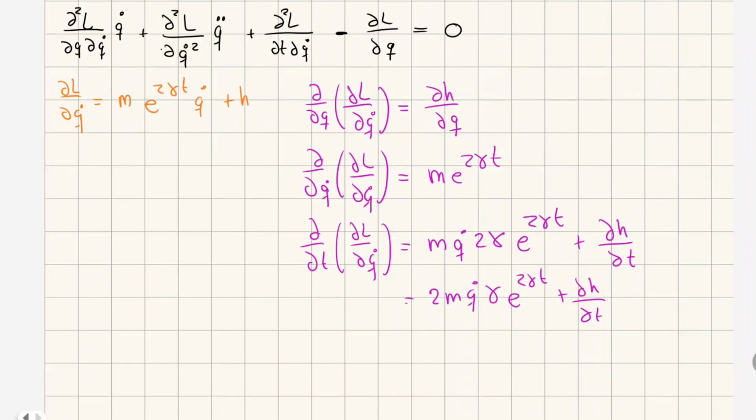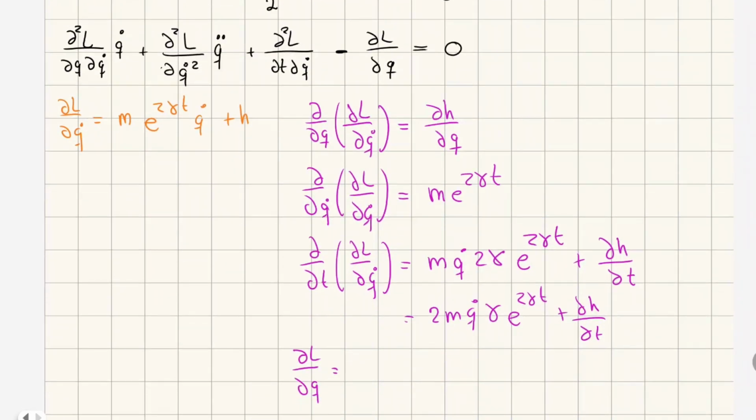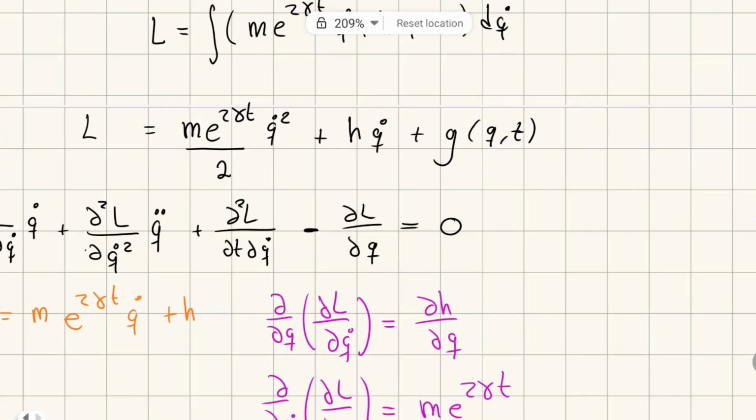And then finally we are going to calculate the partial of L with respect to q. So if L is this, it will be q dot, the partial of h with respect to q, plus the partial of g with respect to q, looking that in the Lagrangian, only h and g depend on q.